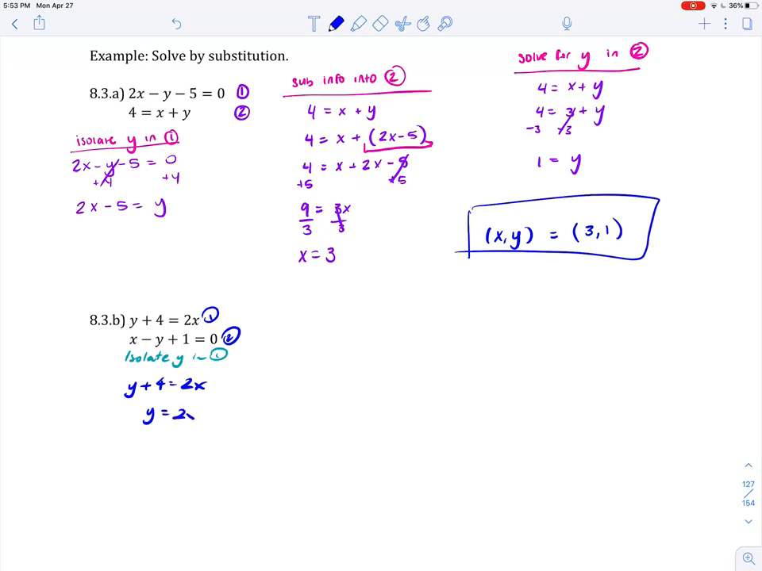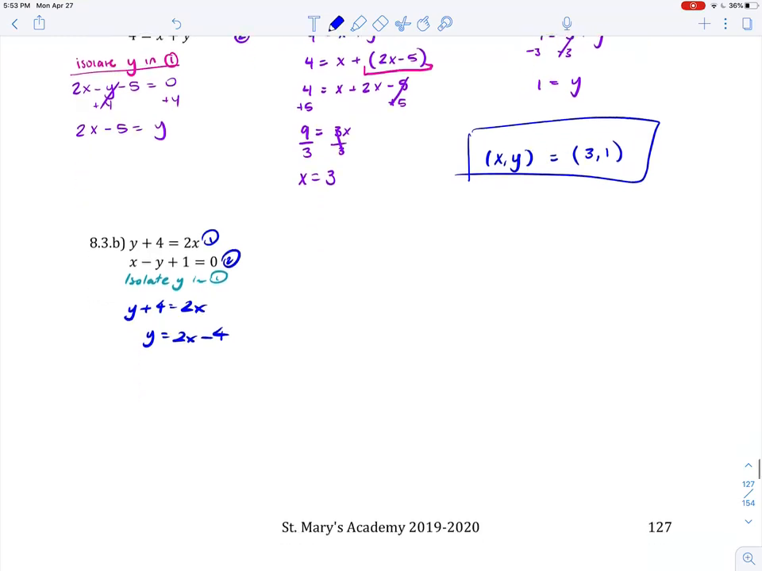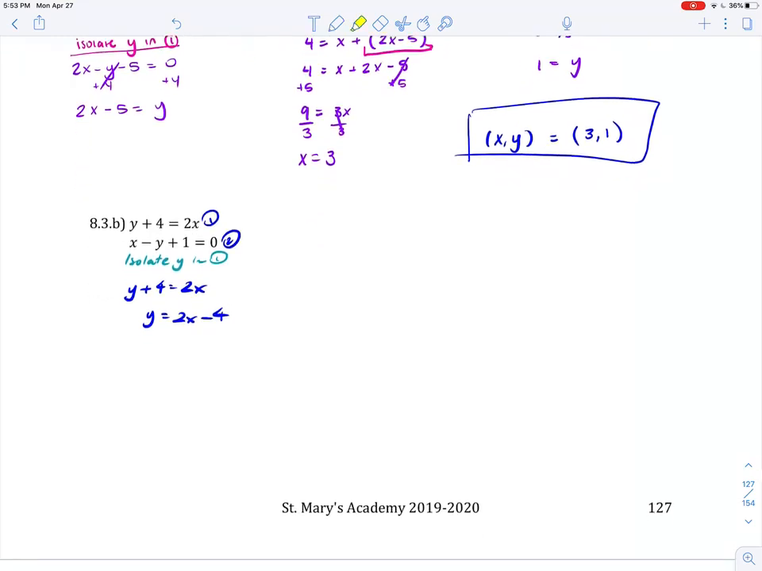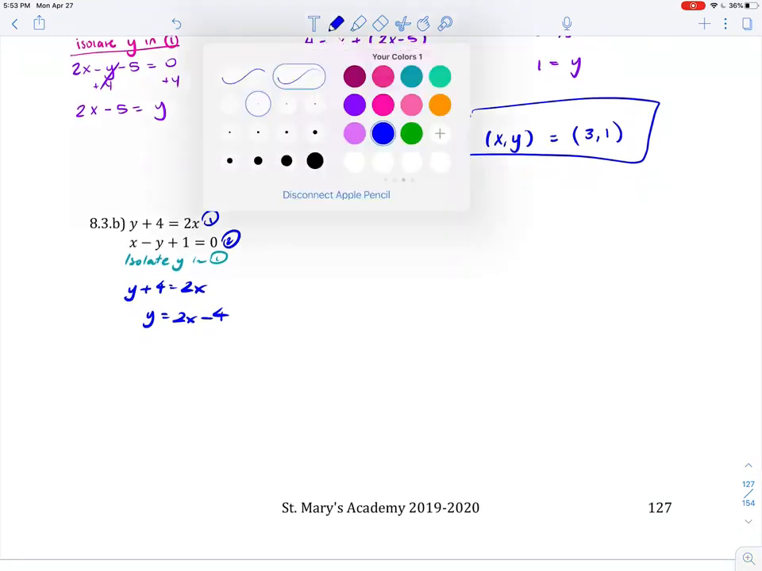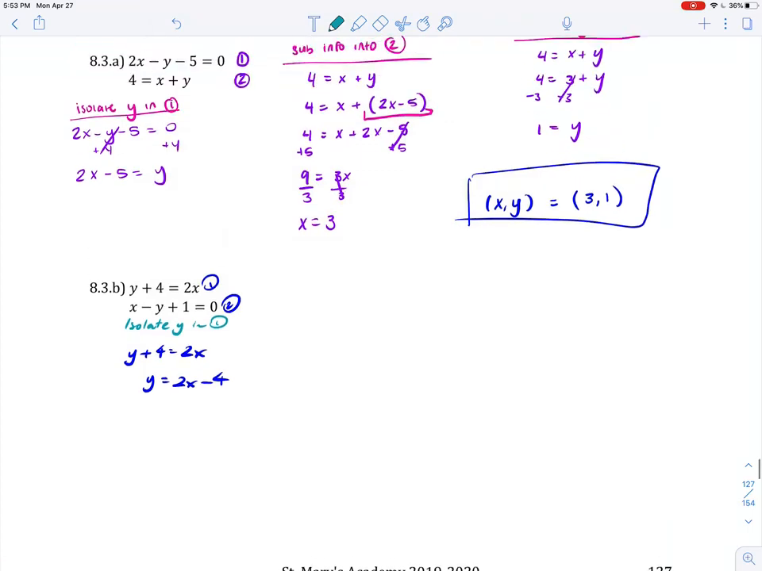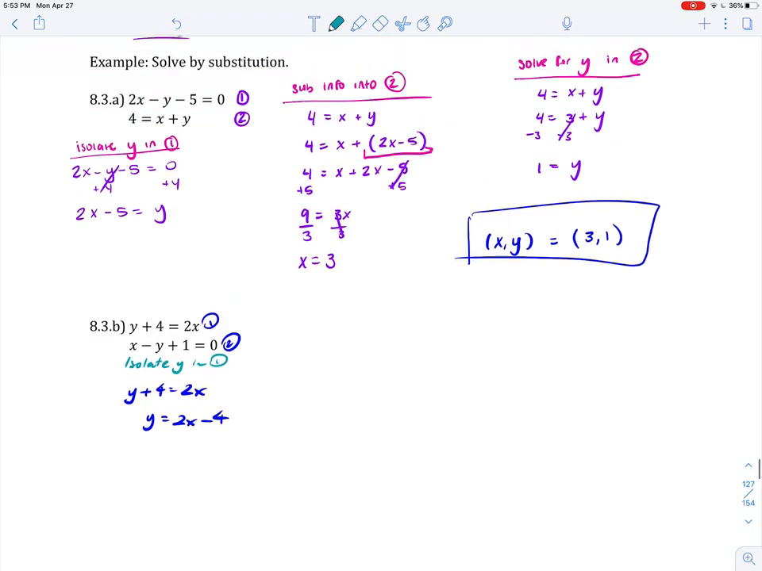Where am I at here? y plus 4 equals 2x. And I want y isolated. Subtract 4 from both sides. Shaboom. You're done. I've done the whole question. Whoa, you're not that done. But you're done steps 1, 2, and 3.